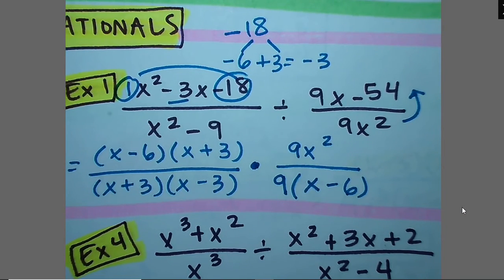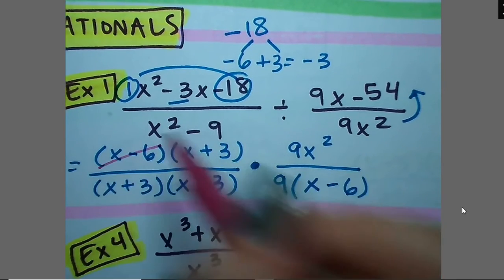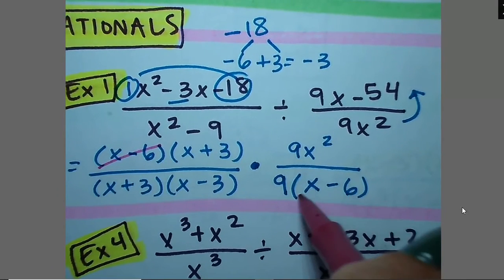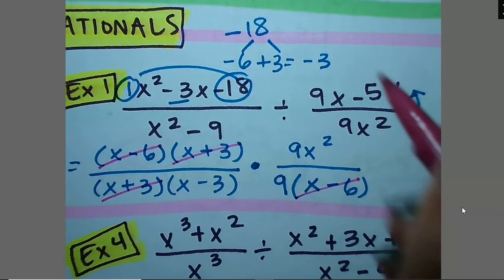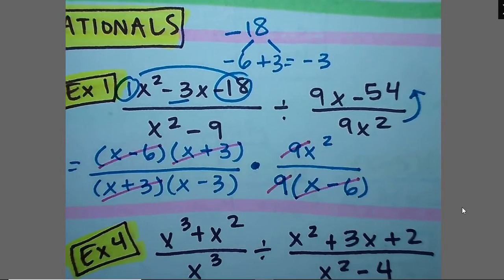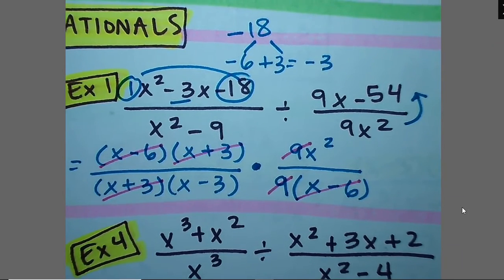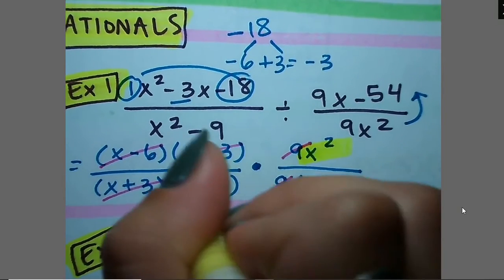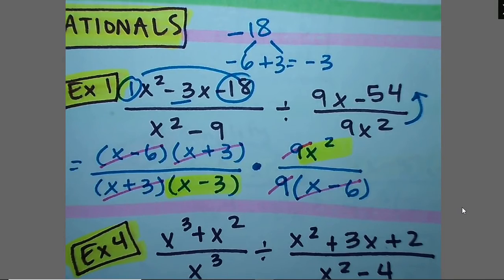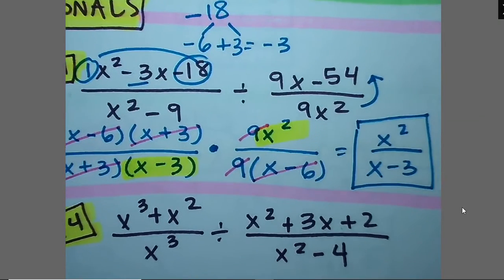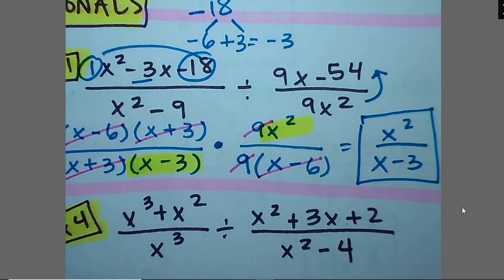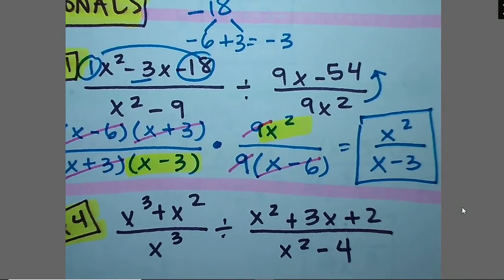Okay, so here we have x minus 6 on top, and x minus 6 on bottom, x plus 3 on top and bottom, and we have a 9 on the top and the bottom. Okay, so all that we're going to be left over with is x squared divided by x minus 3. Okay, let's do 2 more examples, and then you guys you'll be good to go.